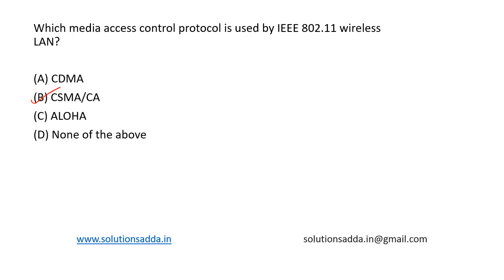Now, in this protocol, the station senses the medium before transmitting the frame. This protocol has been developed to improve the performance of CSMA. CSMA/CA is used in 802.11 based wireless LAN, and the correct option is option B.